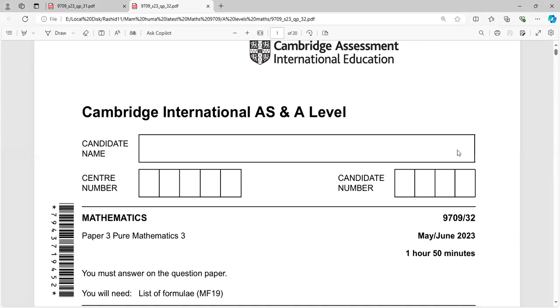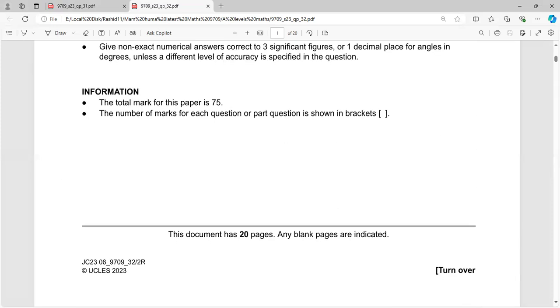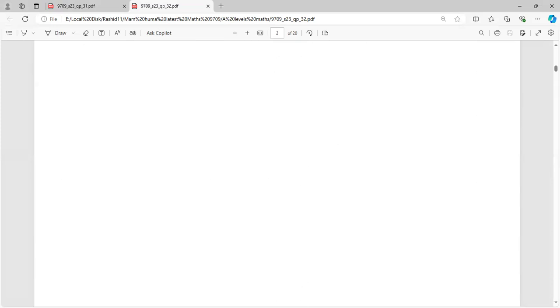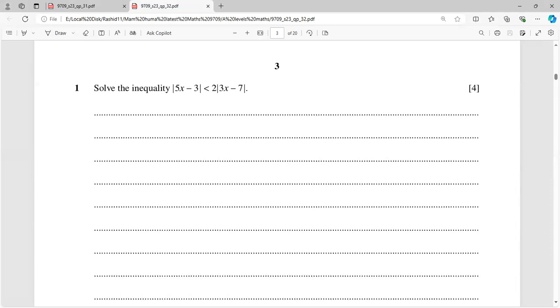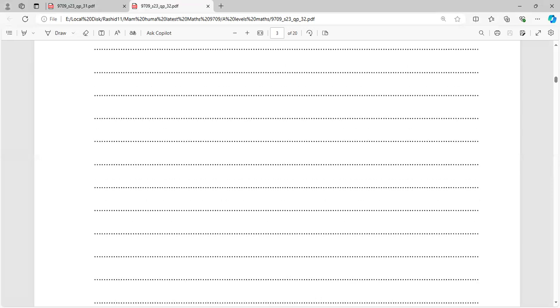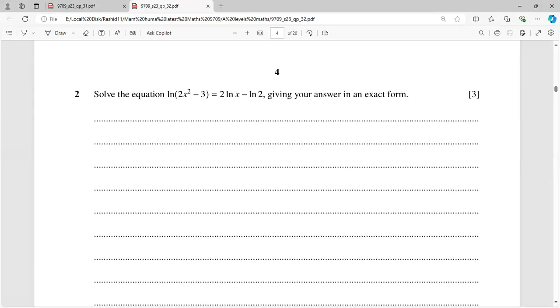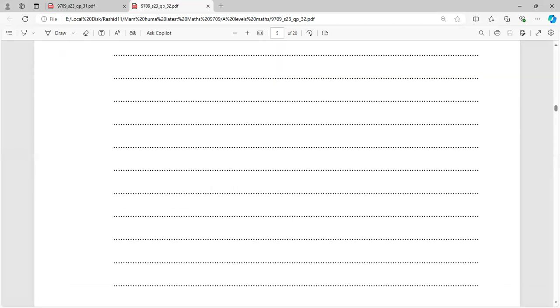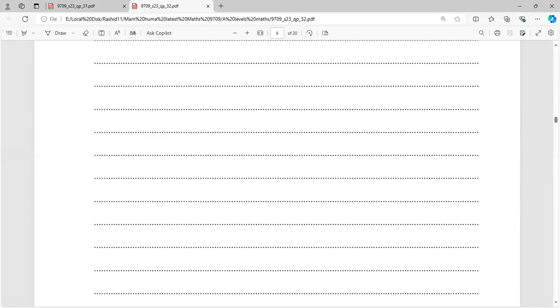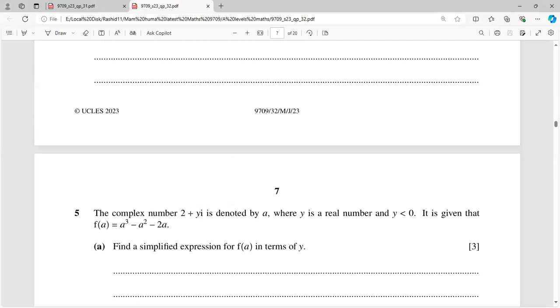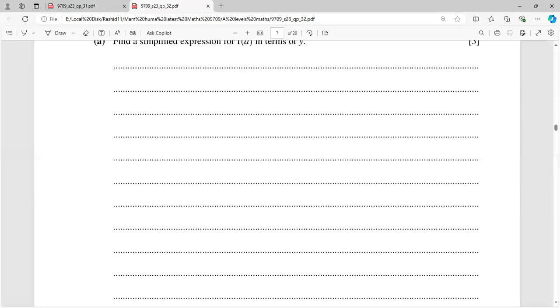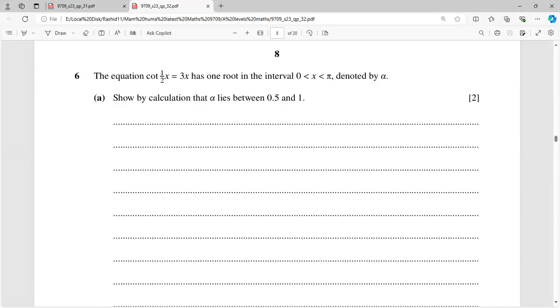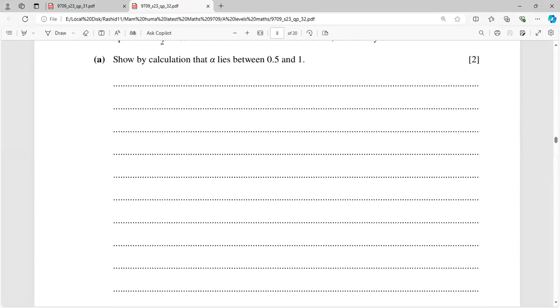Now I will try to find which question is belonging to the partial fraction or the binomial. First question belonging to the modulus. Second question belonging to the logarithms. Third question belonging to the complex numbers. Then we have this question. Again, complex number. That question is belonging to the trigonometry.